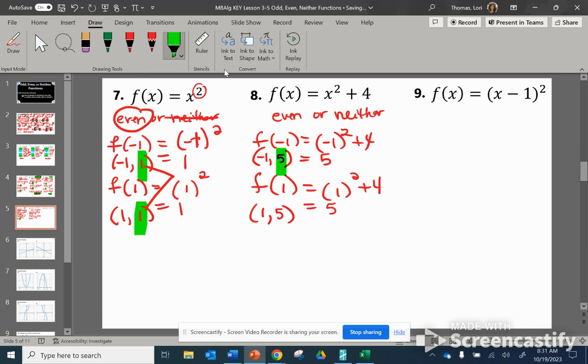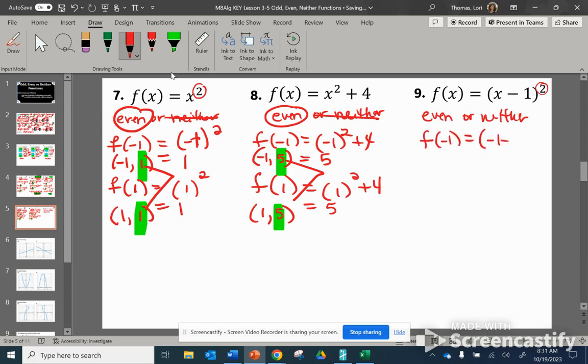I'm checking out the outputs. They are exactly the same. Therefore, this is also even. It is symmetrical about the y-axis. Here we have an exponent of 2. That's an even number, so our choices are even or neither. And we are going to plug in the -1. And then we will plug in +1.